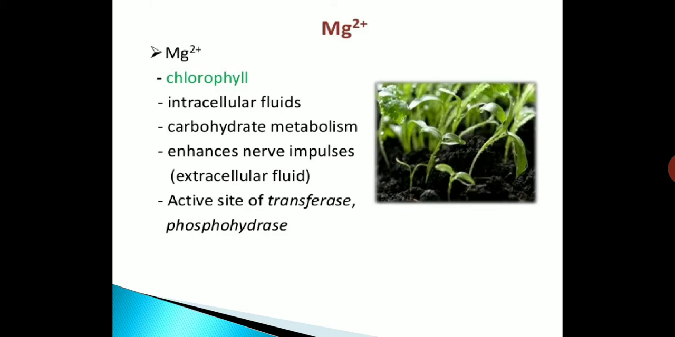Now magnesium ions. They are found in chlorophyll and intracellular fluid. Carbohydrate metabolism enhances nerve impulses. Extracellular fluid, active site for transferase, phosphohydrolase.